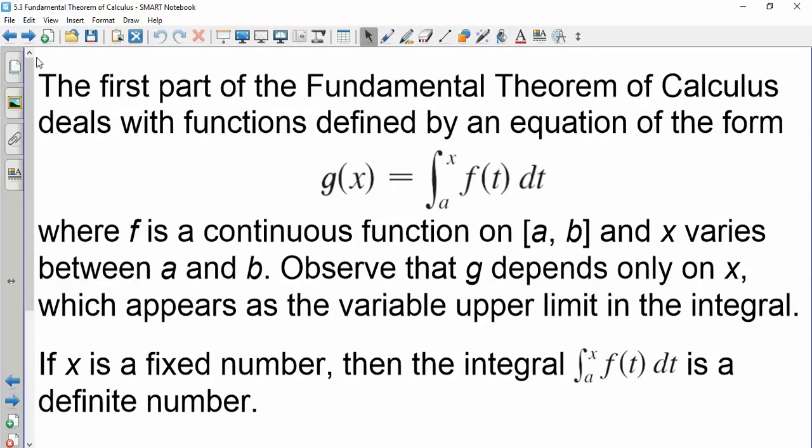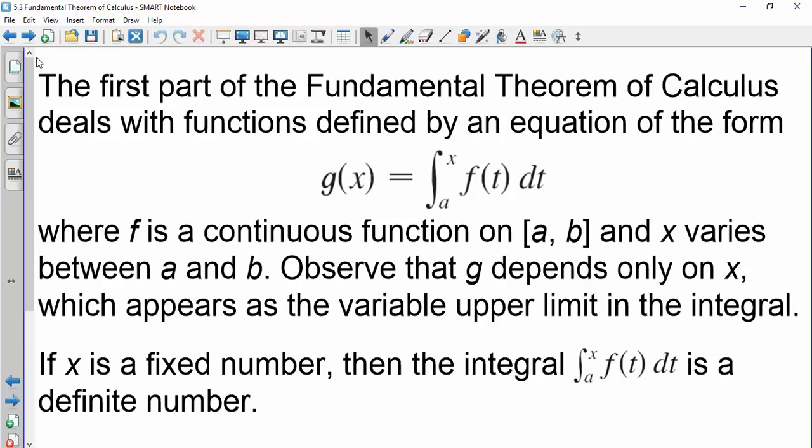Calculus is actually a two-part thing. We're starting with just the first part of it. It tells us it's defined by functions like this, where a function is equal to the integral, but you'll notice this one you're integrating from a, which is a constant, up to x, which is a variable. And our function is in terms of t.